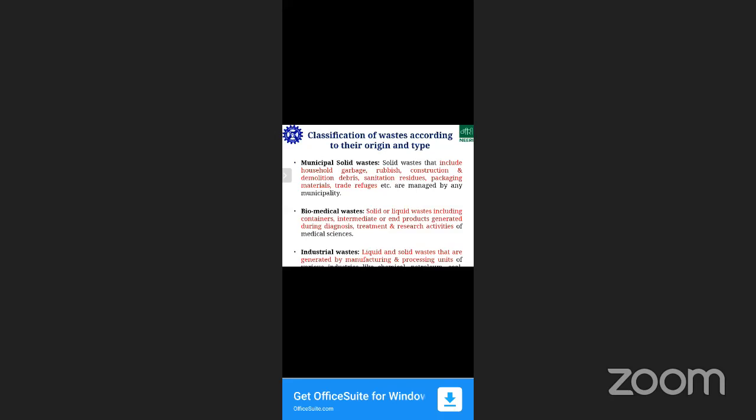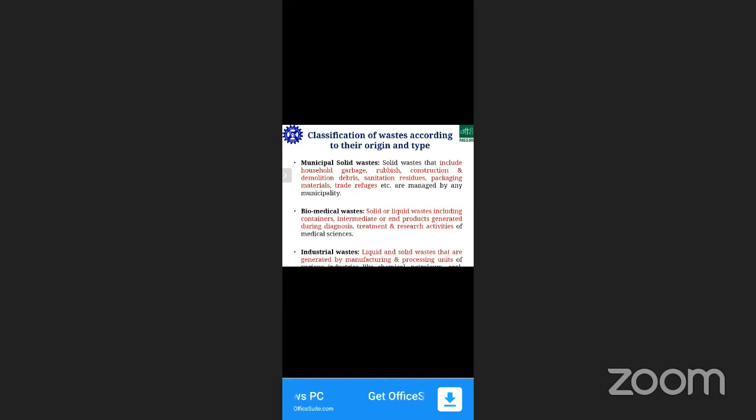Classification of waste according to origin and type. It can be classified as municipal solid waste. Municipal solid waste includes household garbage, mostly generated from residential areas in the municipal area, then construction and demolition debris, sanitation residues, some packaging materials, etc. Today we'll be mostly looking into municipal solid waste, as other types of waste are managed to some extent. But municipal solid waste is a huge problem because of its quantity, its mismanagement, and a lot of technical issues also. So we'll get into that.